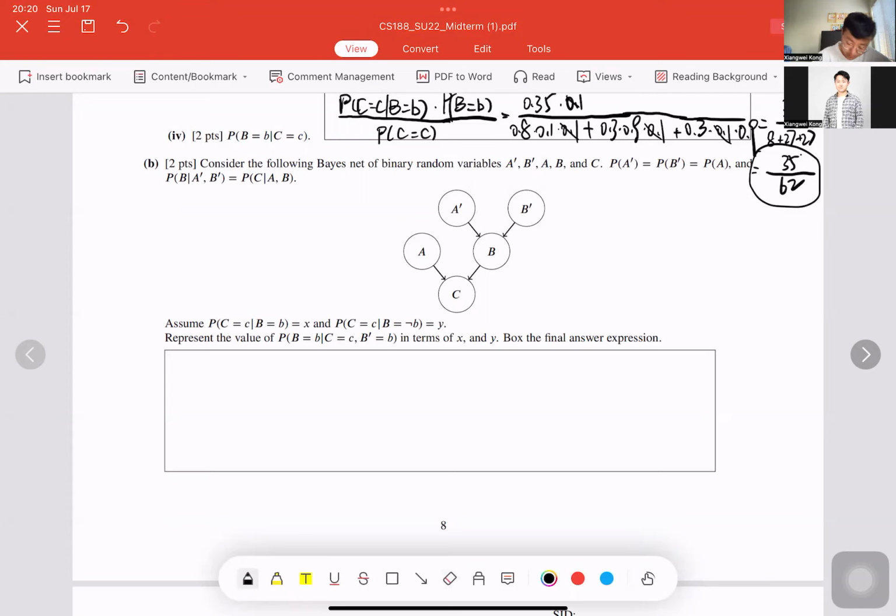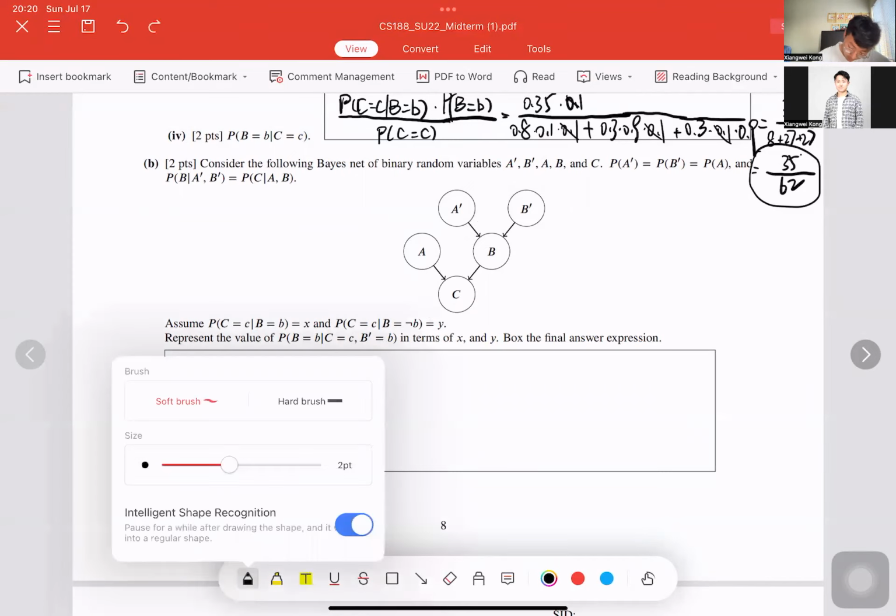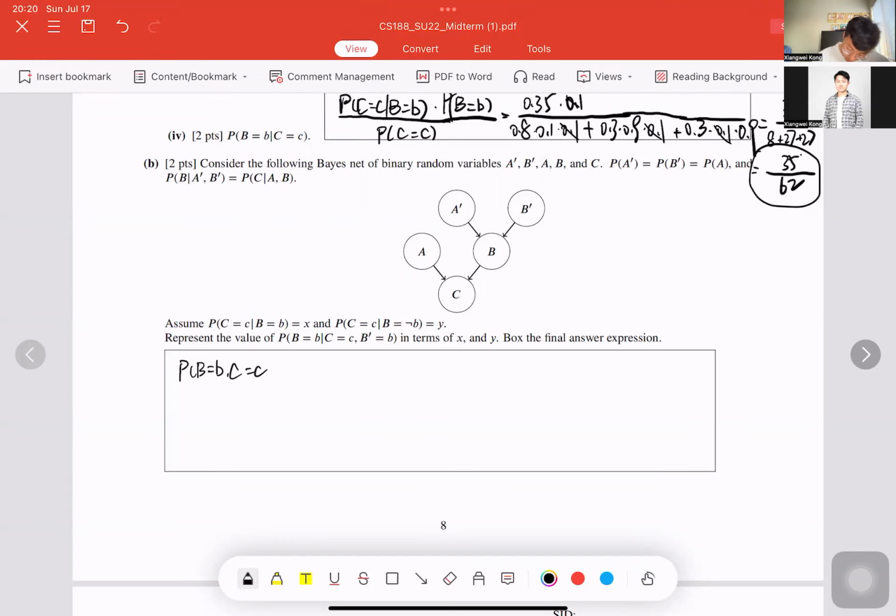So here we have, this will be equal to the probability of B equal to B given C equal to B, given we sum over the value for B, plus the probability of B equal to not B and C, B prime equal to B. So we can see if we can represent it.